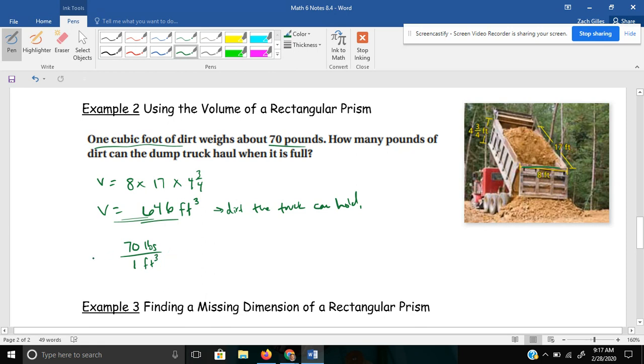So if I take the number of cubic feet my dump truck can hold, which is 646 cubic feet, my cubic feet will cancel out, and I'll be left with how many pounds my dump truck will weigh if it's full. I don't have 1 cubic foot. I have 646 cubic feet. So if I take 646 and multiply that by 70, I will arrive at 45,220 pounds.